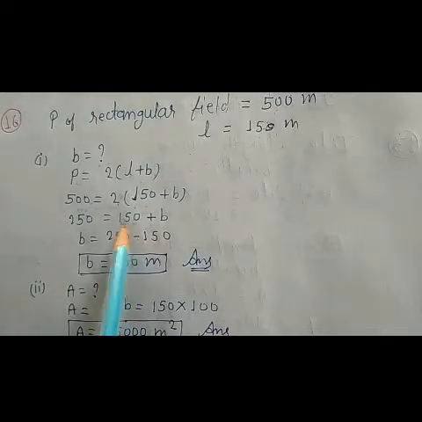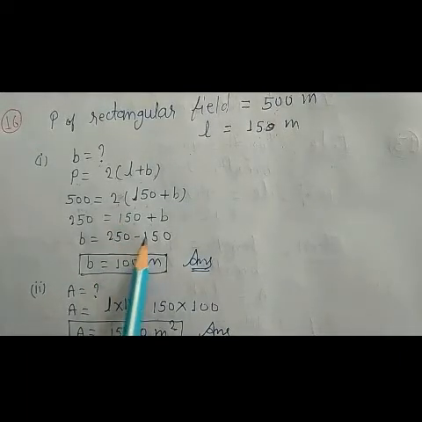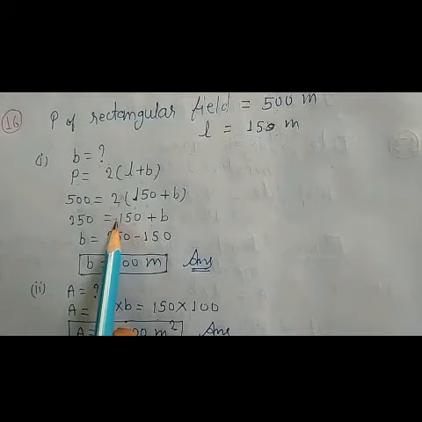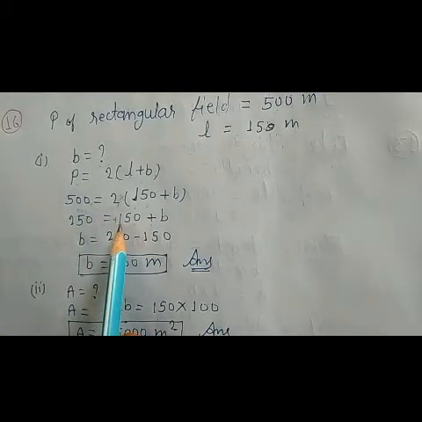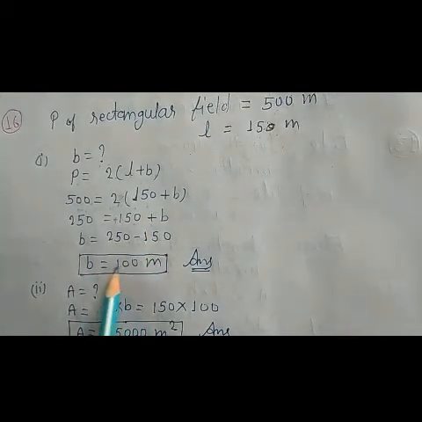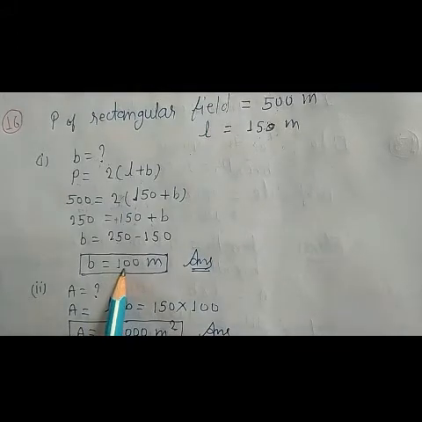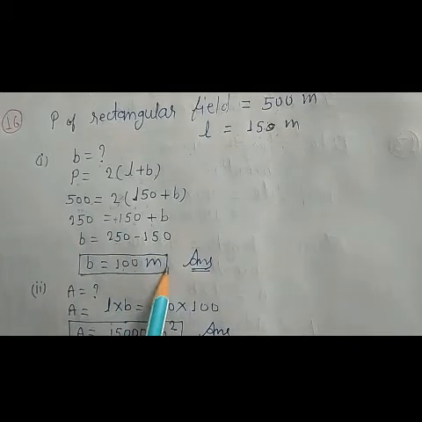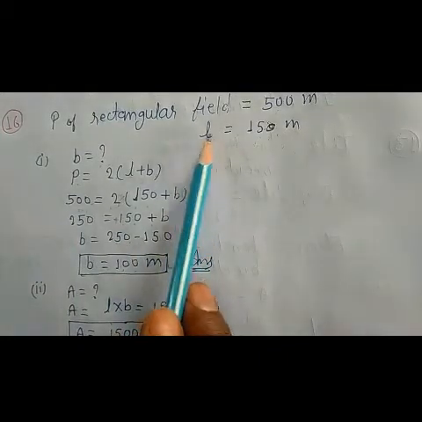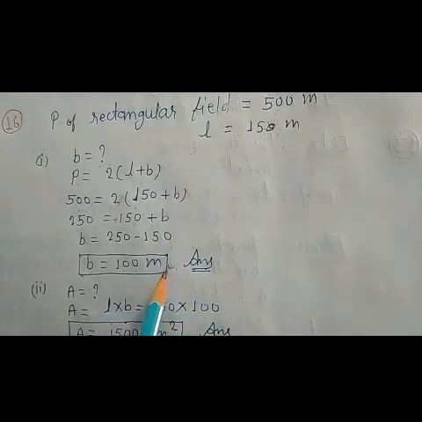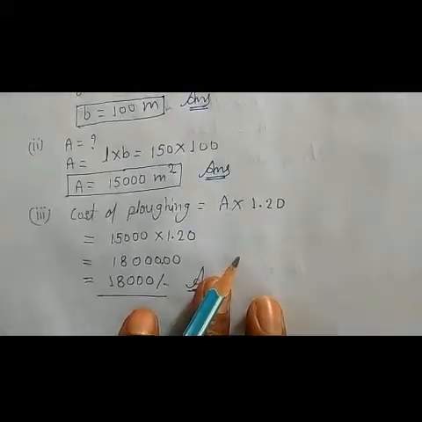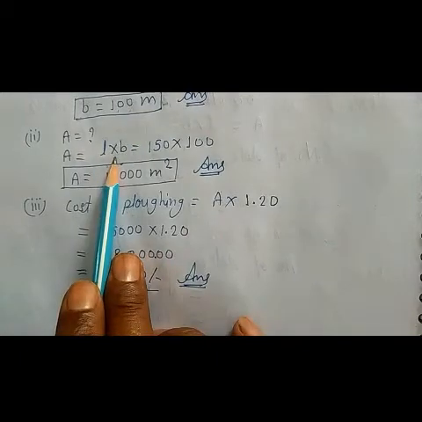Side change of the 150. Then this will be 250 minus 150. Here this is a positive value. When it goes to the other side, its sign will be changed. Then this will be 250 minus 150 equals 100 meter. Then the breadth of the rectangular field is 100 meter. Now we have breadth, we have length. Now using breadth and length we can find out area because length into breadth is the area. So area equals length into breadth.